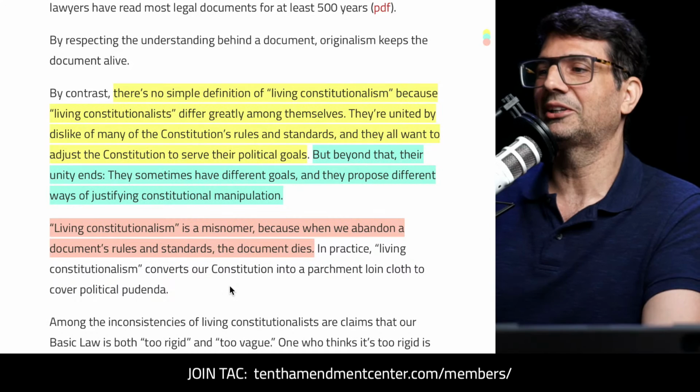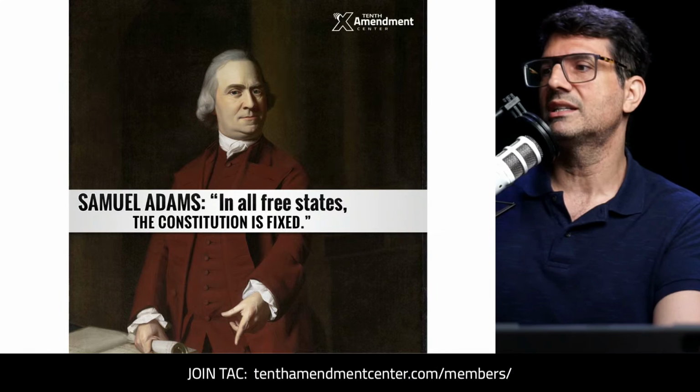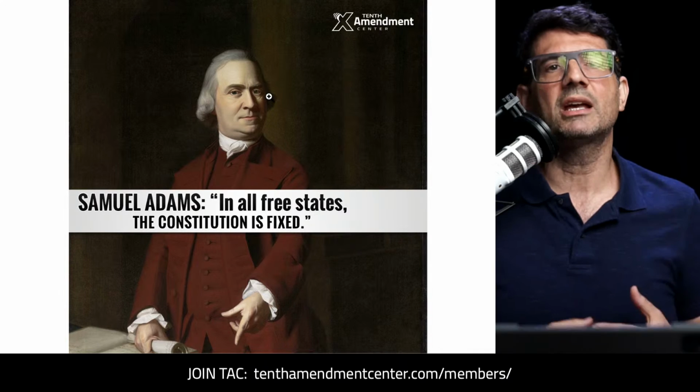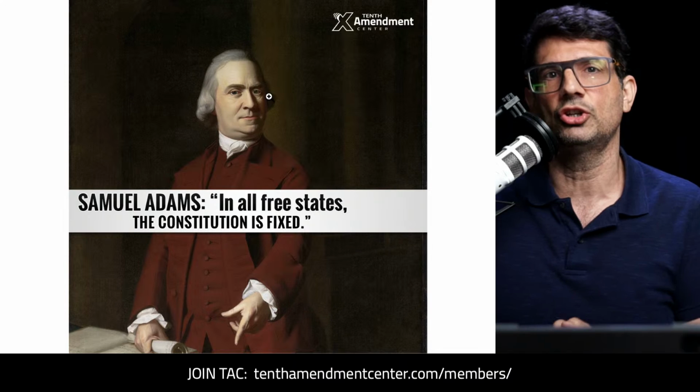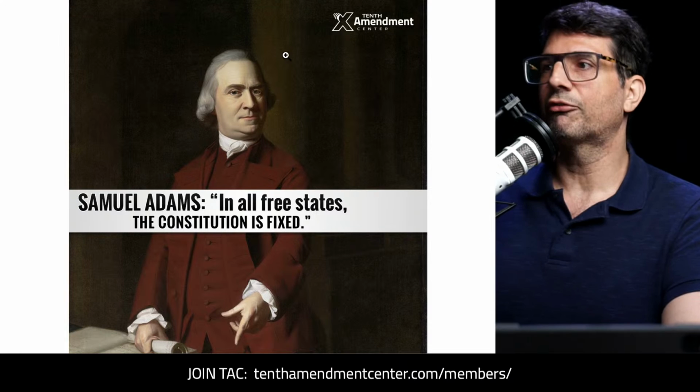That's a fun one. But here's how Samuel Adams put it. Samuel Adams and James Otis Jr. and others in the Massachusetts Circular Letter, February 11, 1768: in all free states, the Constitution is fixed. So the old revolutionaries recognized they weren't saying that you couldn't change a constitution, because the power flows from the people. And if the people want to change the Constitution, they make those changes through the approach that's provided for. But the legal meaning of the text stays fixed, or there's no way that you live in a free state.